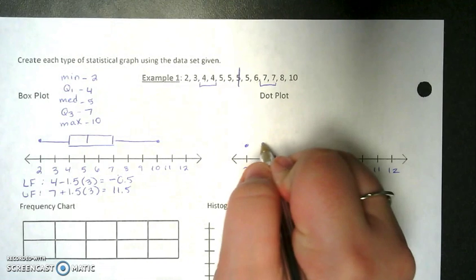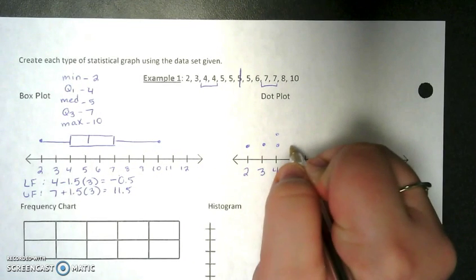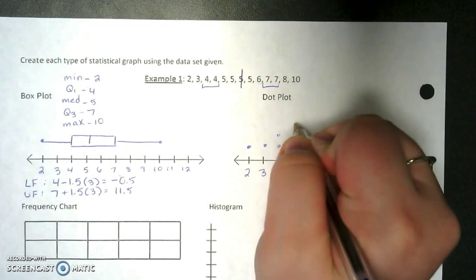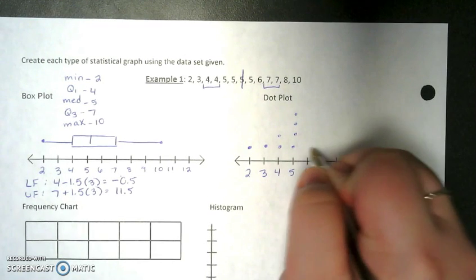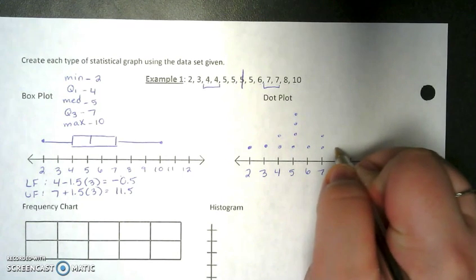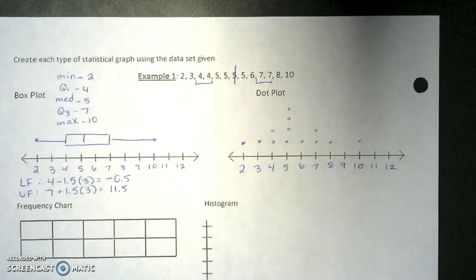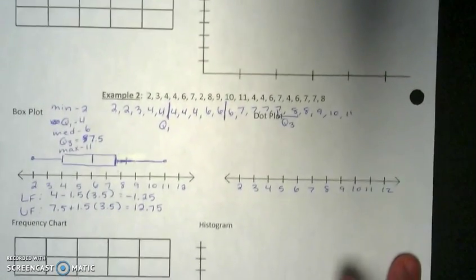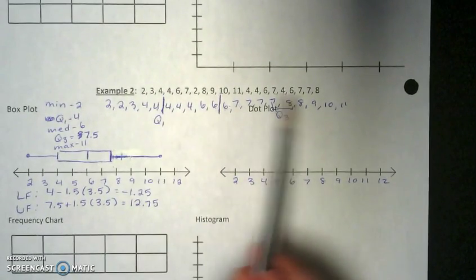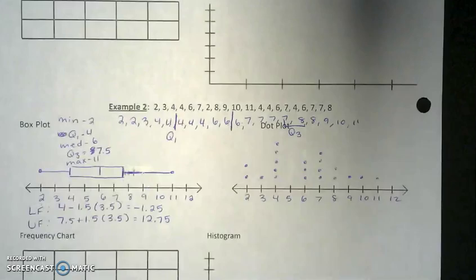1 dot above 3. 2 dots above 4. 4 dots above 5. 1 over 6. 2 over 7. 1 over 8. Nothing on 9. And 1 on 10. And that's all you do for dot plots. So go ahead and do the dot plot for the next one. You can do it out of order or in order. It does not matter. So go ahead and do that.